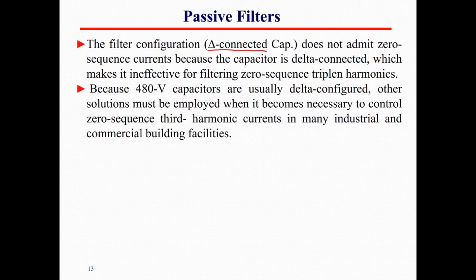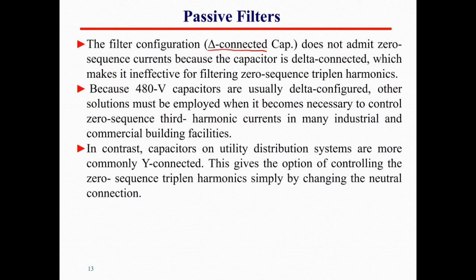Okay, so that means if they place the capacitor as delta connected and they have a problem with the third harmonic, of course they have to find a way to get rid of this third harmonic, because the existing delta capacitor will not be effective to take out the third harmonic.